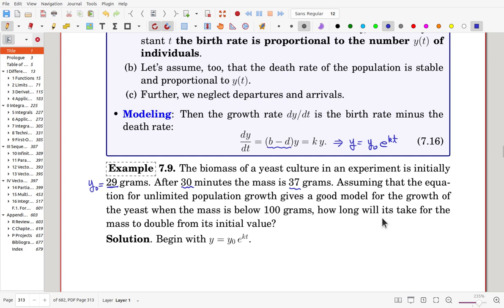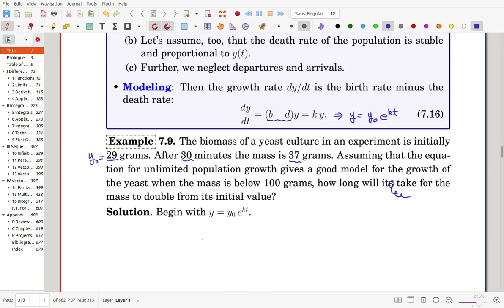How long will it take for the mass to double from its original value? That was a typo. We may begin with the solution, y equals y0 e to the kt. The first line says that y0 is 29, and the second line is data. Let's try to use that.